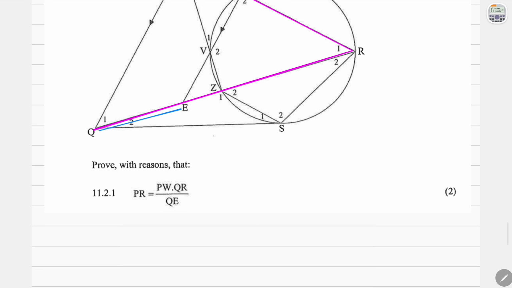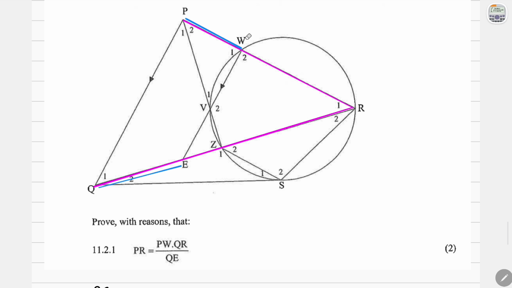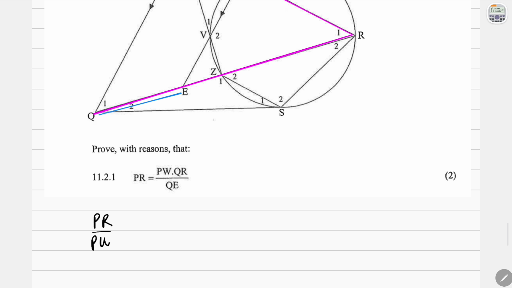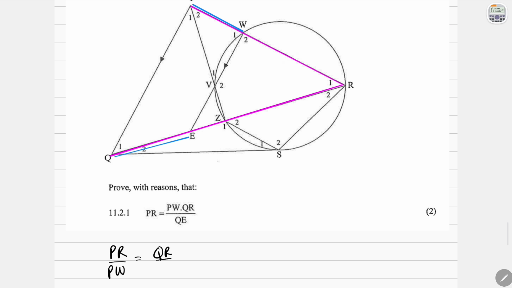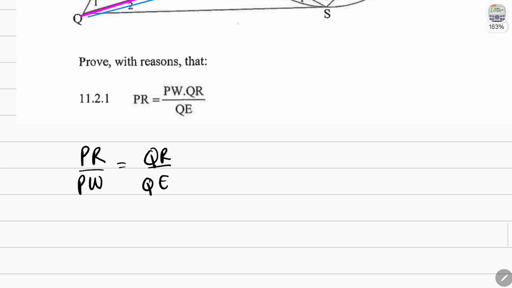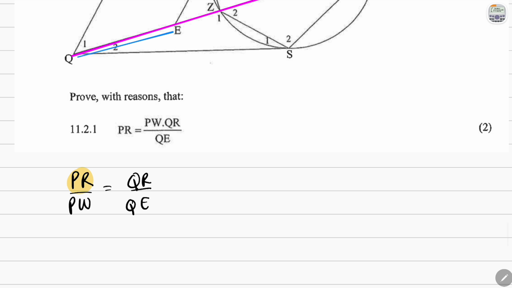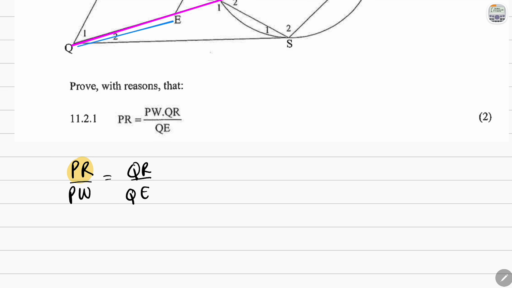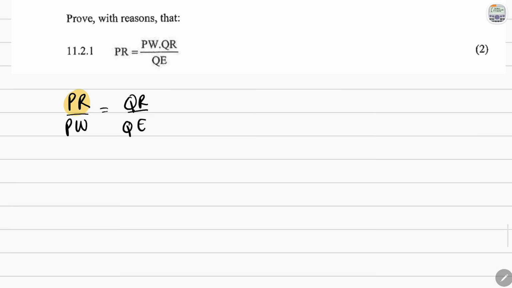What I'm going to do is say PR, let's start here. PR over PW is equal to, and then we'll just follow from there. So you're going to take that with QR, so that's QR over QE. And all you have to do here is make PR the subject. So you see the thought process behind that, how I almost made a mistake, because then I would have had to do it again. Just look at the way they put things and why they would put it like that. Our reason for that is because of the proportionality theorem.